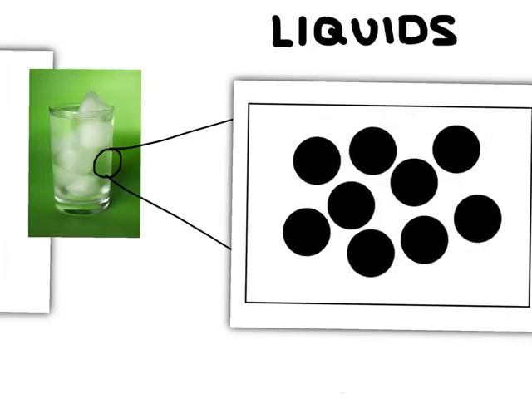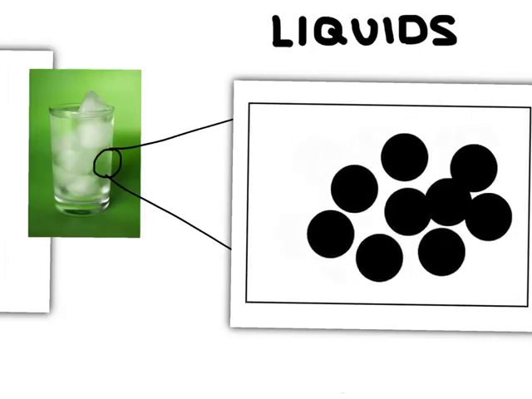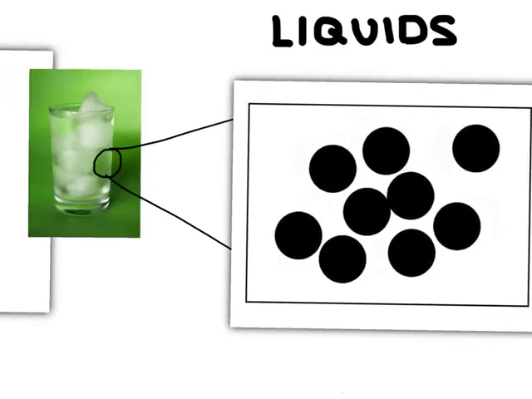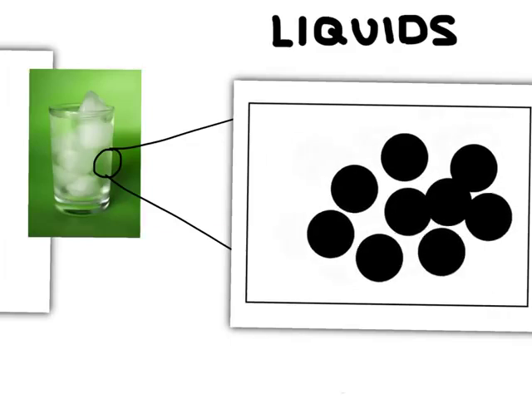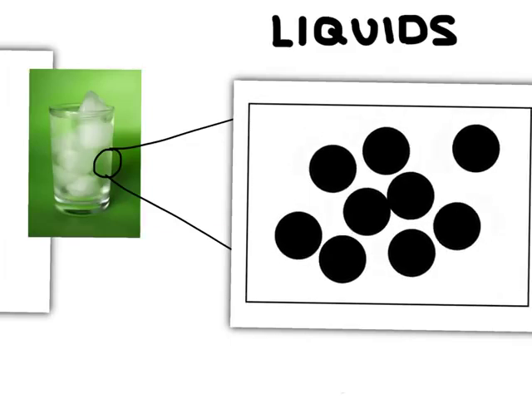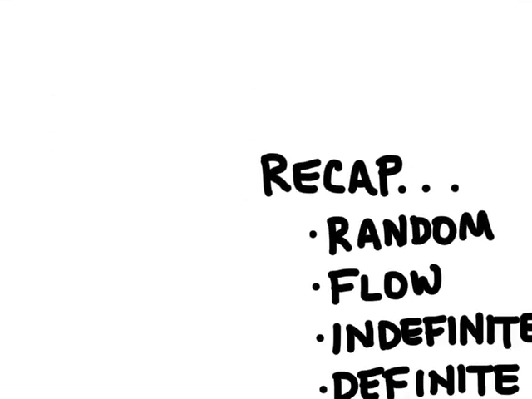I mean, you could pour a glass of water into a different shaped container, and it's going to fill that container and take on its shape. They do have a definite volume, and so we could use a measuring cup to measure the volume of a liquid. So let's recap liquids.